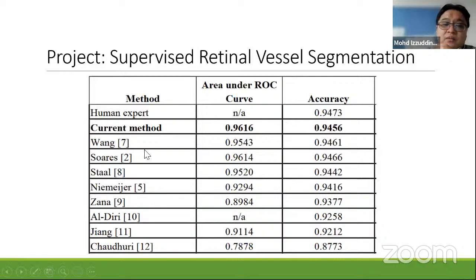In terms of results, if we look at the accuracy of our method compared with other methods out there, it is not quite bad. It's okay. At least it's in the top 3-4. According to the ROC curve, the value is 0.96, which I think is quite high. I think it's the highest among the other methods. So our hyperparameters, I think, are quite optimized.